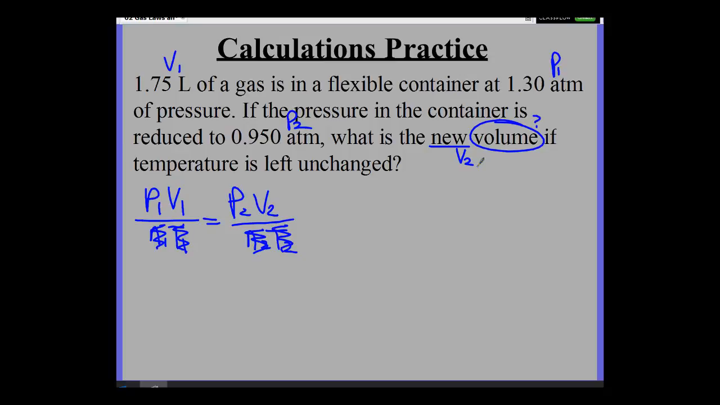So I could plug everything in. P1 is 1.30 atmospheres. V1 is 1.75 liters. Pressure 2.